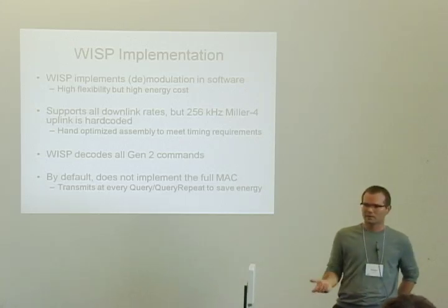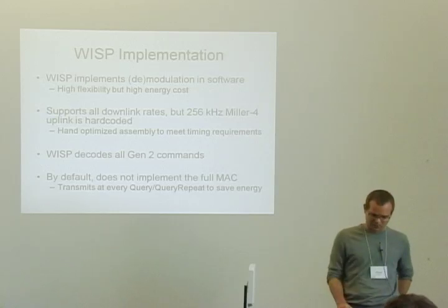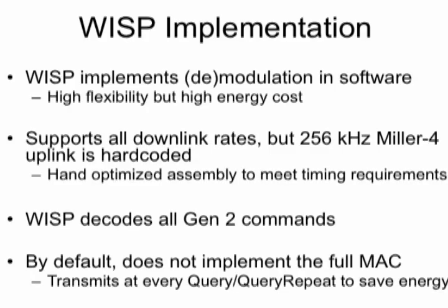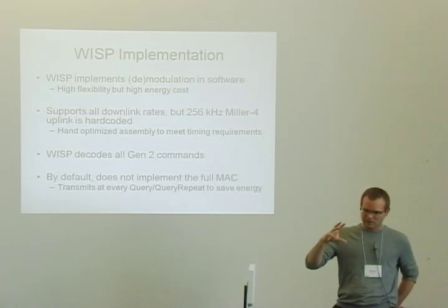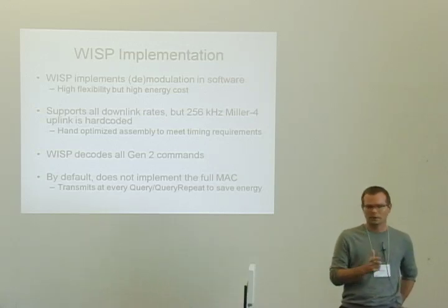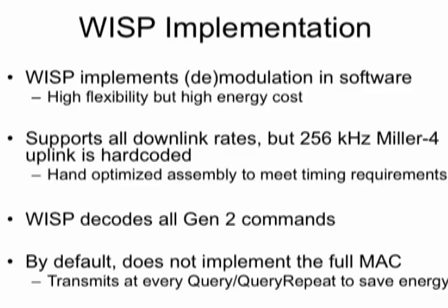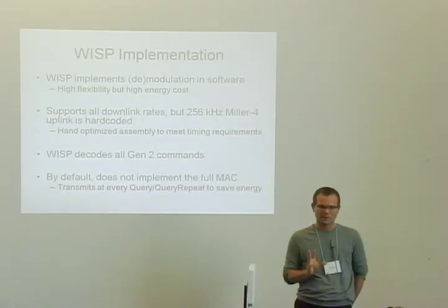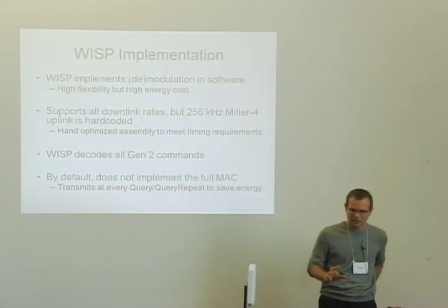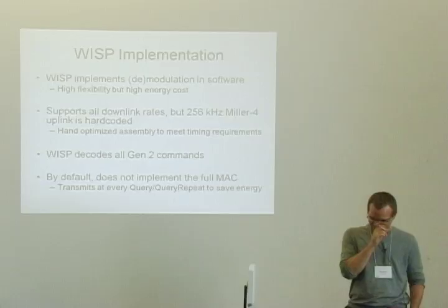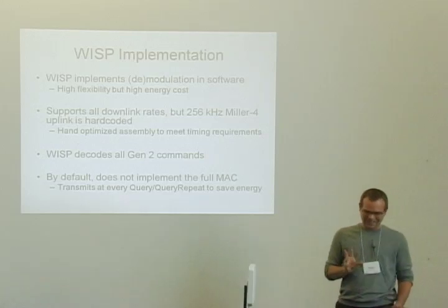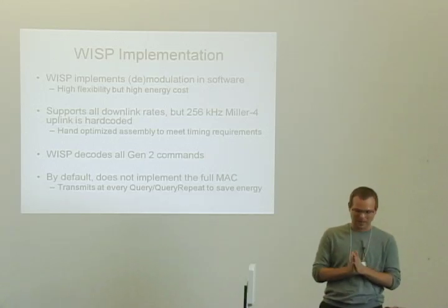But it has high energy costs because you have to be active while you're decoding all of these messages. As I mentioned, the WISP supports all downlink rates because of the way the software is written. It can decode the bits from the reader no matter what downlink rate the reader is using. But the uplink rate is fixed to 256 kilohertz with Miller 4 encoding. The reason for this is that the code for transmitting is really tightly optimized from Dan, if I recall correctly, which is a little bit difficult because you have these very tight timing requirements.